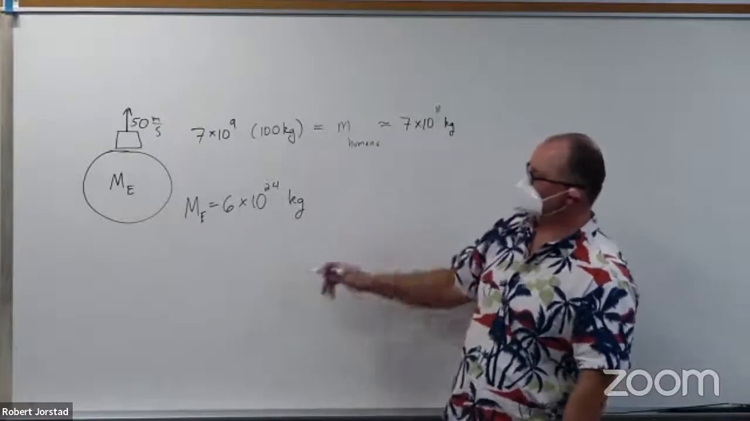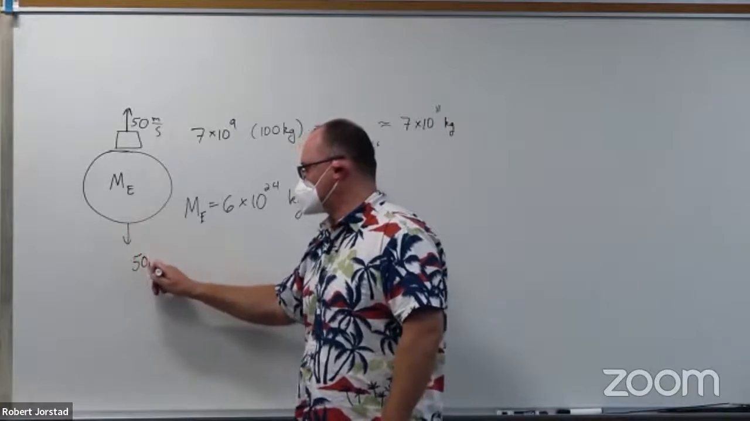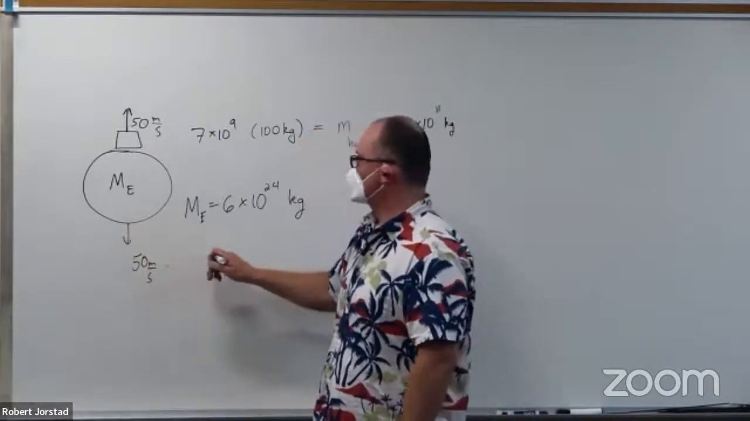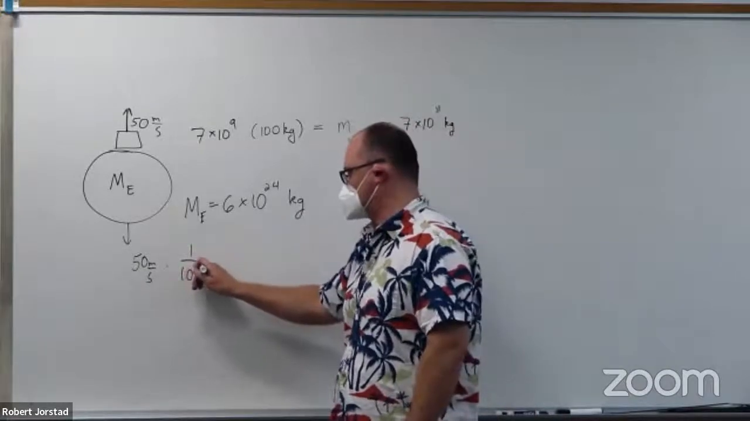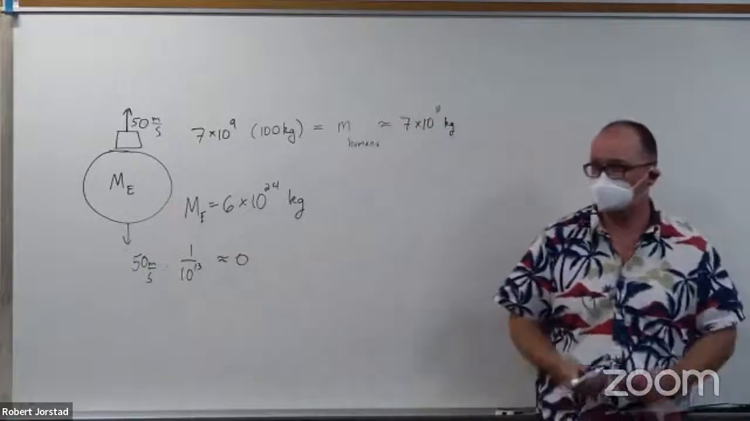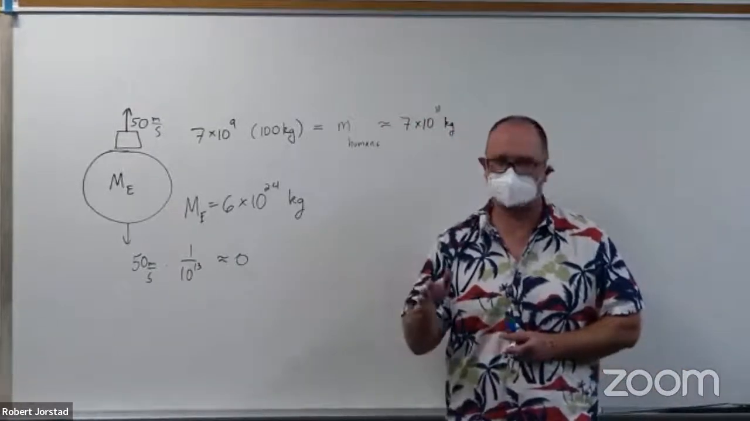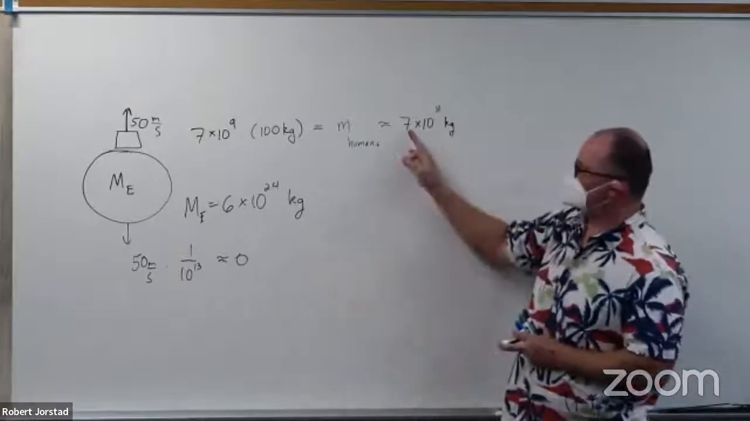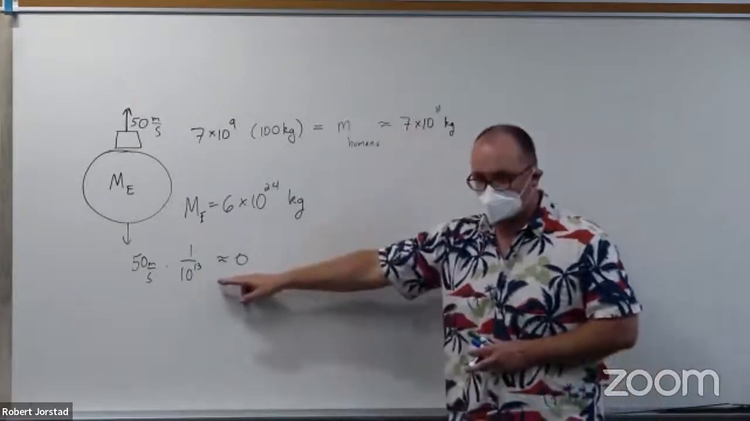Well, the Earth would still be moving downwards 50 meters per second times the mass ratio here. It'd be like 1 over 10 to the 13th. It's still 0. Got it? Or approximately 0. Did that make any sense? Yeah. If this mass is 10 to the 13th times smaller, it's right.